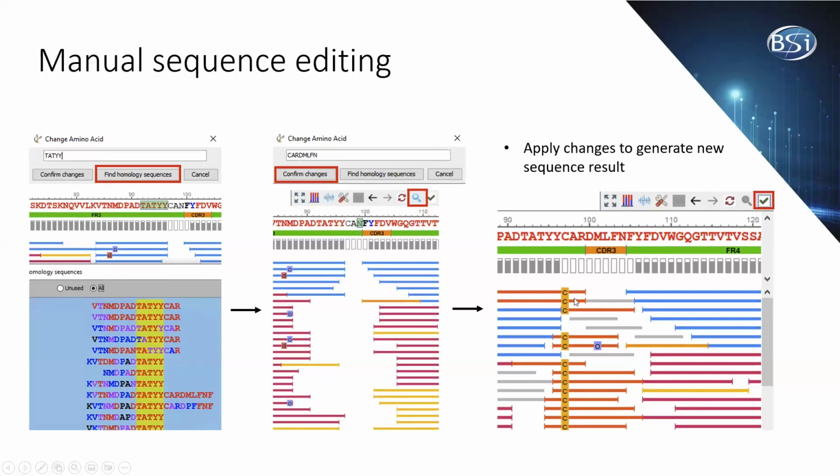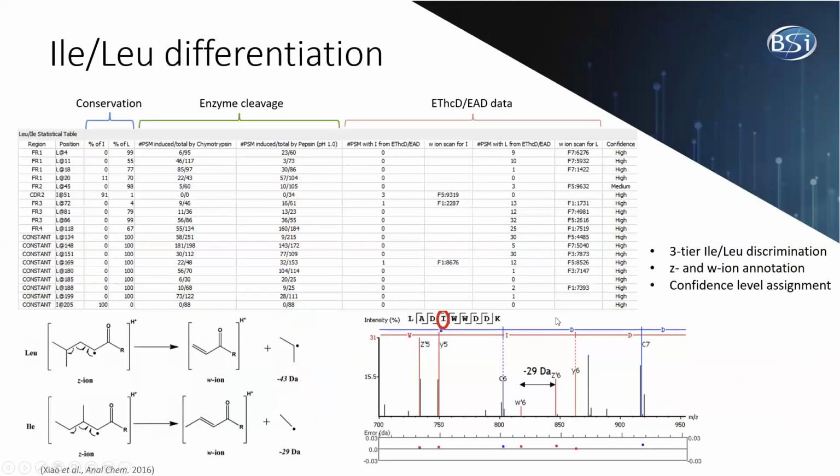So once you're satisfied with the sequence edits you've made, you can click the green check mark, apply these changes, and the software will undergo another round of sequence assembly and produce another sequence result. And as I mentioned, we perform differentiation of leucine and isoleucine, two residues that are isobaric. The way we do this is use a three-tier system.